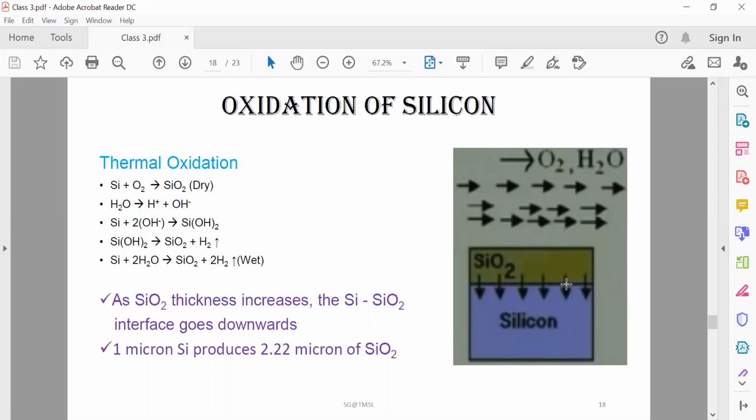Now, since silicon and oxygen combine to form SiO2, silicon dioxide, the thickness increases. If you see the volume and molecular weight of the oxygen and silicon, it has been observed that 1 micron of silicon, if converted into silicon dioxide, will produce 2.22 micron of silicon dioxide. So the volume increases: this 1 micron of silicon will give you 2.22 micron of silicon dioxide.